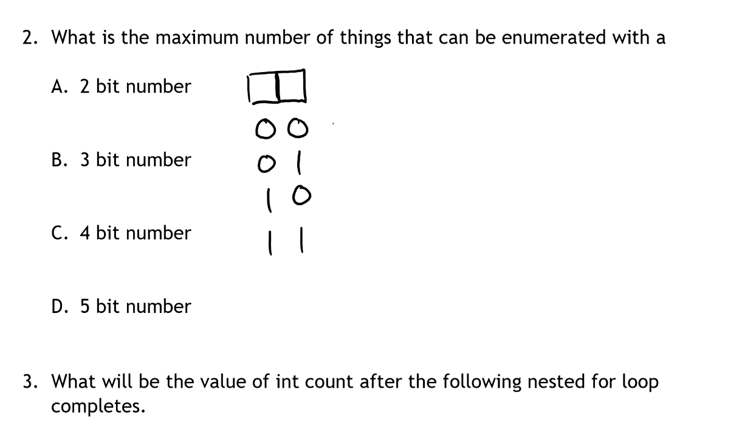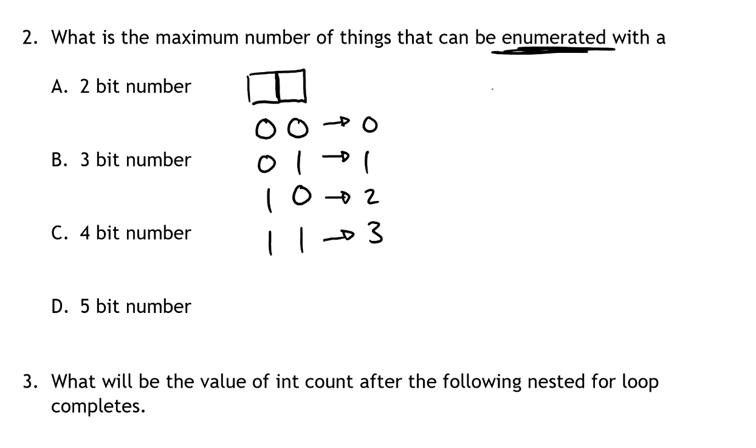If you look at the numbers that these correspond to, this is the number 0, this is the number 1, this is the number 2, and this is the number 3. So the largest number that I can represent is the number 3, but the largest number of things that I can keep track of, that can be enumerated or create a relationship between these whole numbers and things, is 4. So with 2 bits, I can keep track of 4 things.